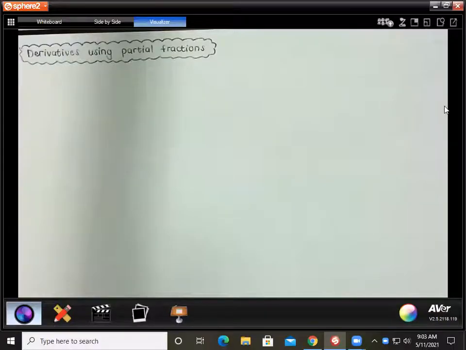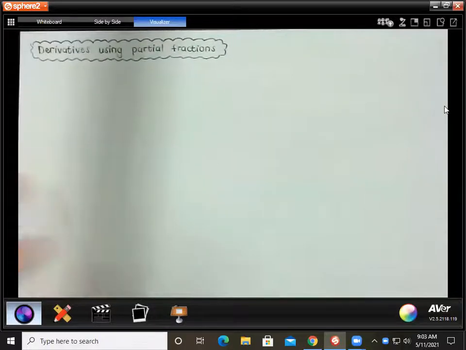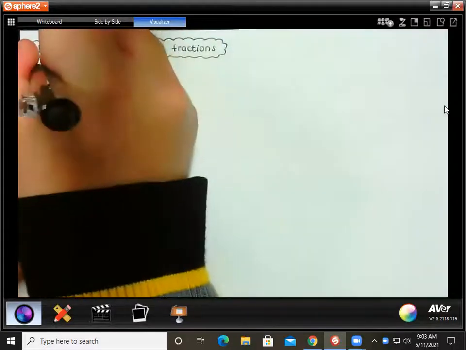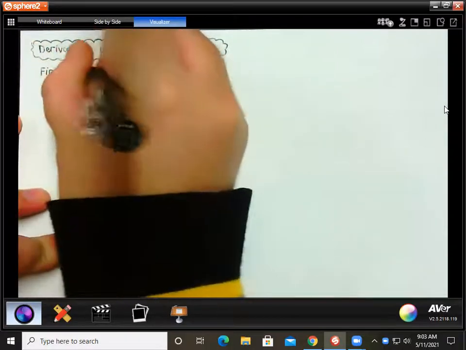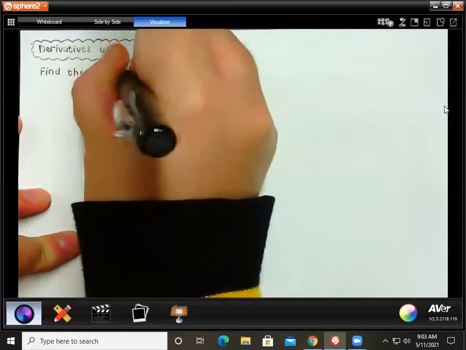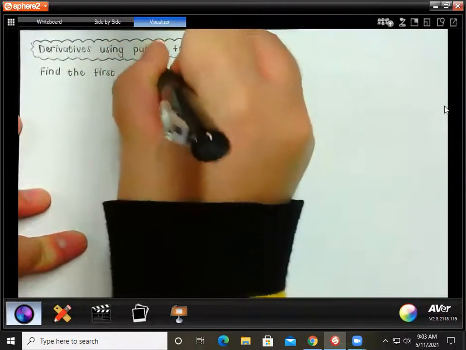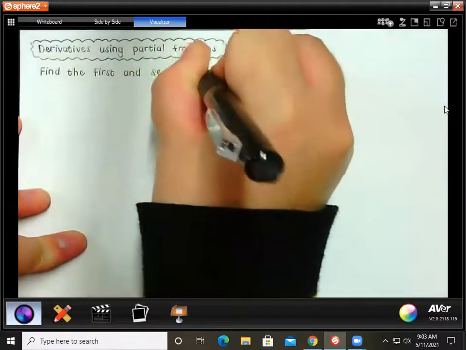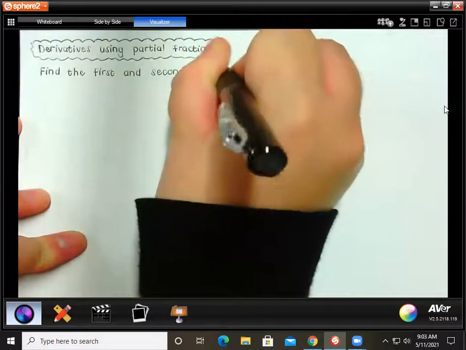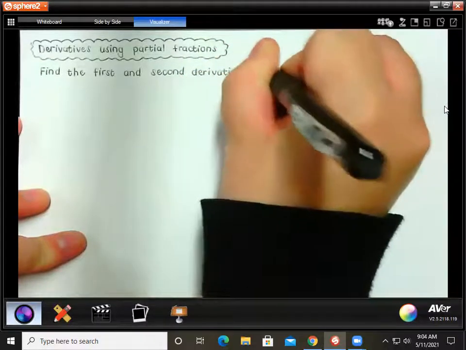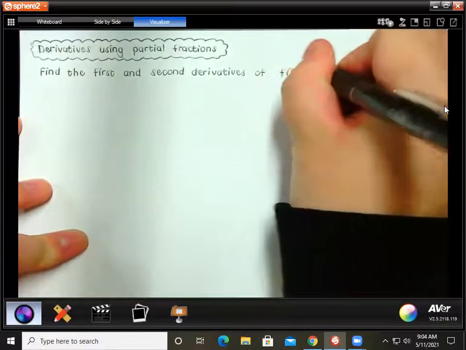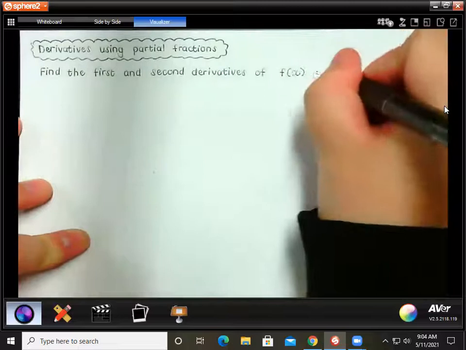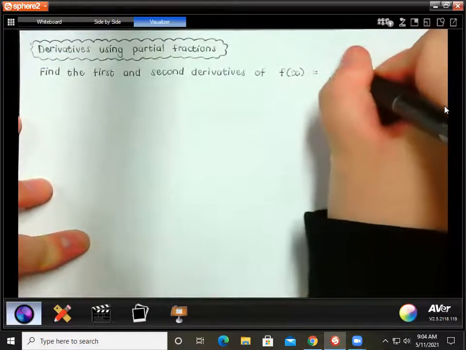Okay. All right, so we're just going to do an example. So let's just write down, find the first and second derivatives. Find... and then this is a fraction, so I'm just writing the denominator first.